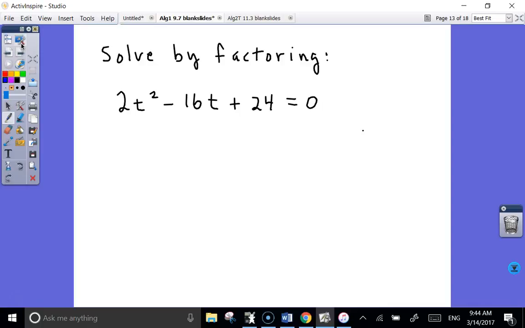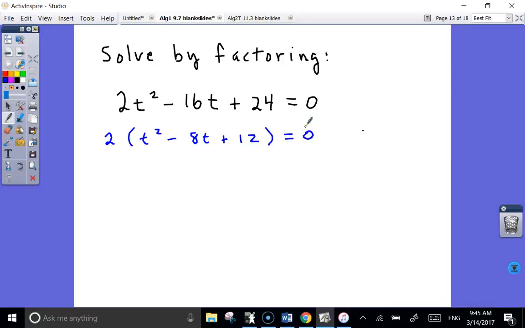2 times 24 is 48. What are the factors of 48 that add up to negative 16? But in the end, there is the greatest common factor between 2t squared and 16t and 24. What is it? There's a 2, right? So you can factor it out, right? If I factor out a 2, it looks like this. 2 times t squared minus 8t plus 12 equals 0.